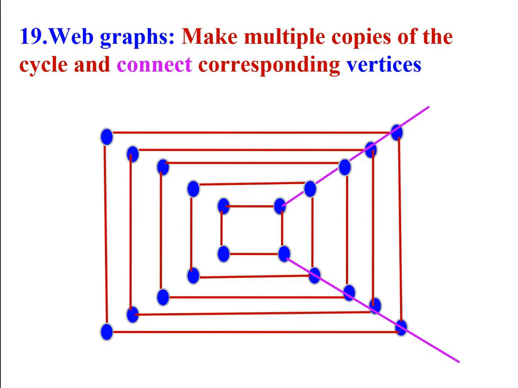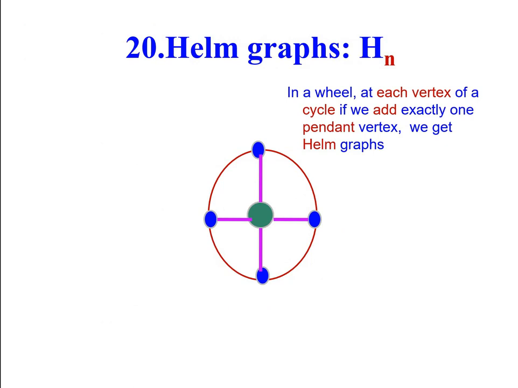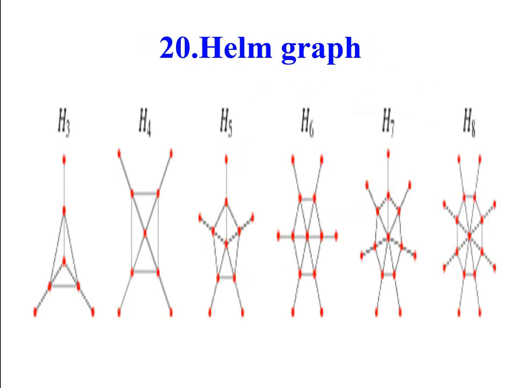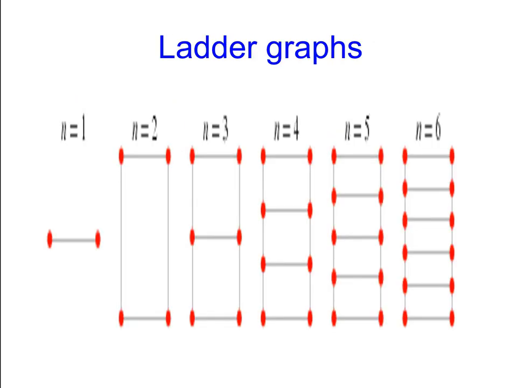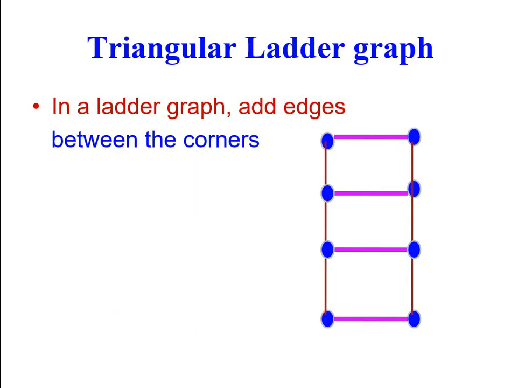Make multiple copies of the cycle and connect corresponding vertices. Helm graphs: in a wheel, at each vertex of a cycle, if we add exactly one pendant vertex, we get helm graphs. So these are some of the helm graphs. Then ladder graphs. Add edges between corresponding vertices of two paths of equal length. You have them like this. So these are some of the ladder graphs.